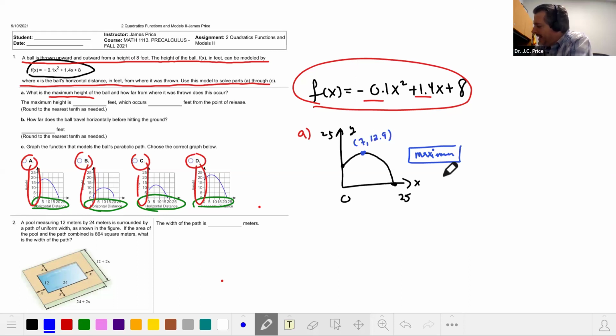And for the max height, what's the max height equal to? Well, the height is not the input, that's the output. So the maximum height is 12.9 feet.